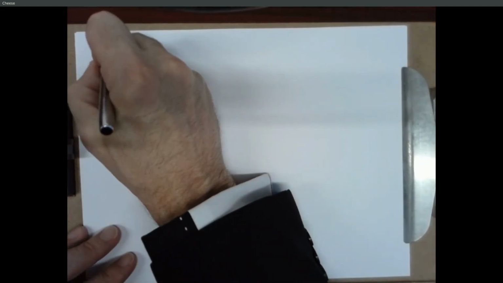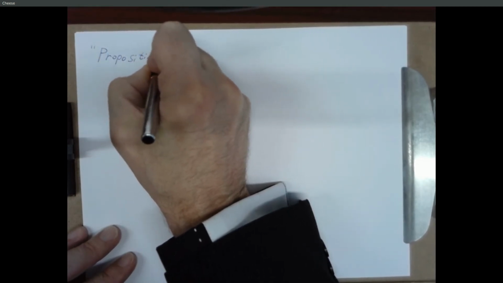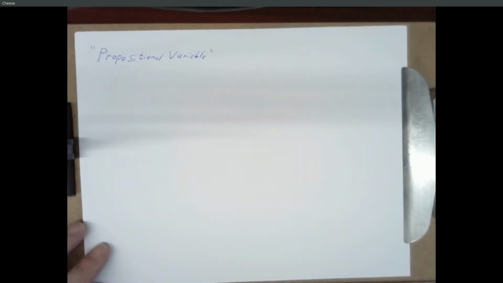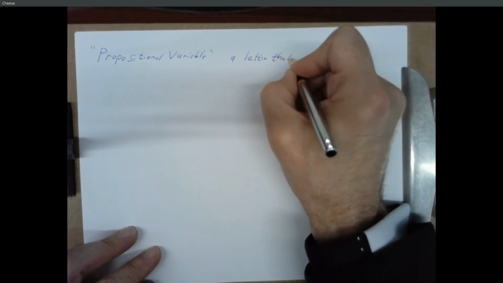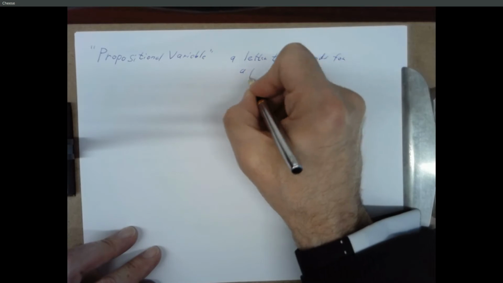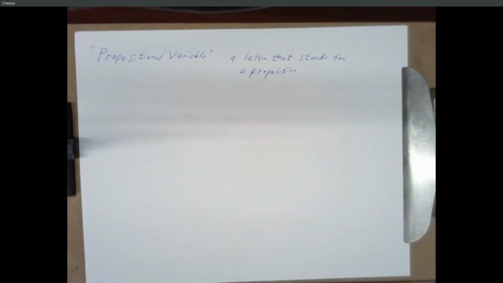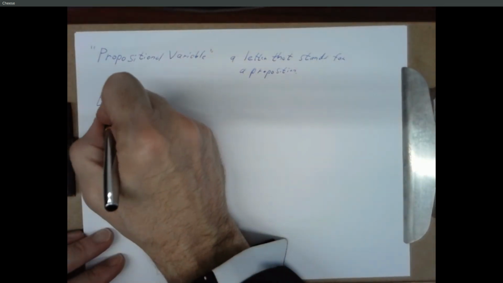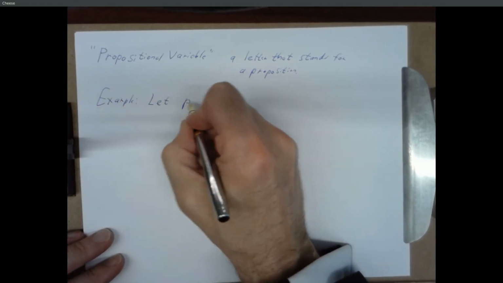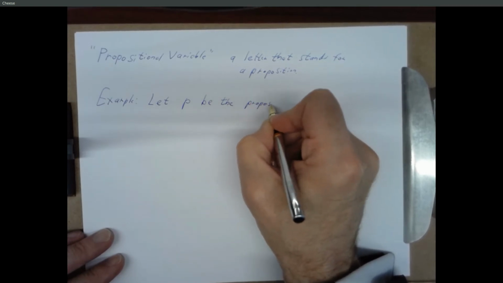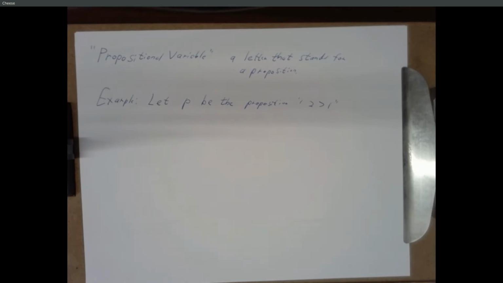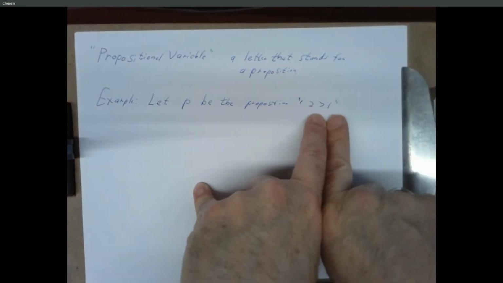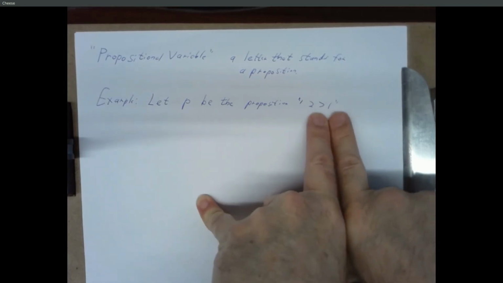All right, so we'll talk about propositional variables. So a propositional variable is just a letter that represents a proposition. It's a letter that stands for a proposition. For example, let P be the proposition two is bigger than 1. So 2 is bigger than 1, that's a proposition. It's a declarative statement with a truth value. I'm using P as a variable that represents this proposition. Okay, it's just like a variable in a program. It's a placeholder for this statement.